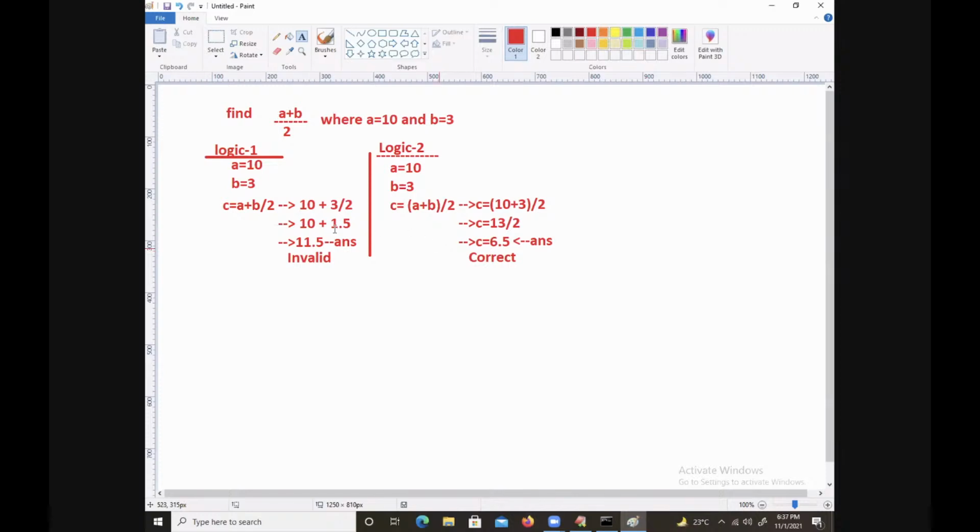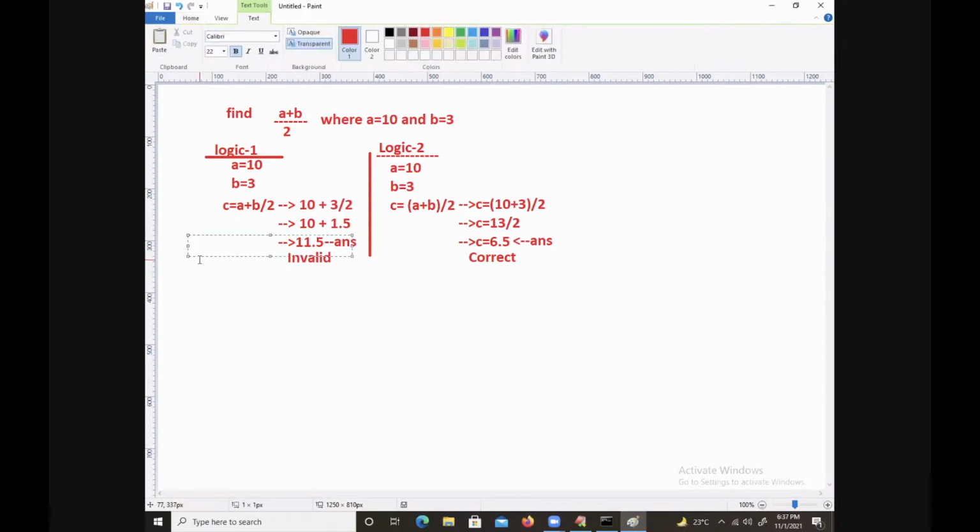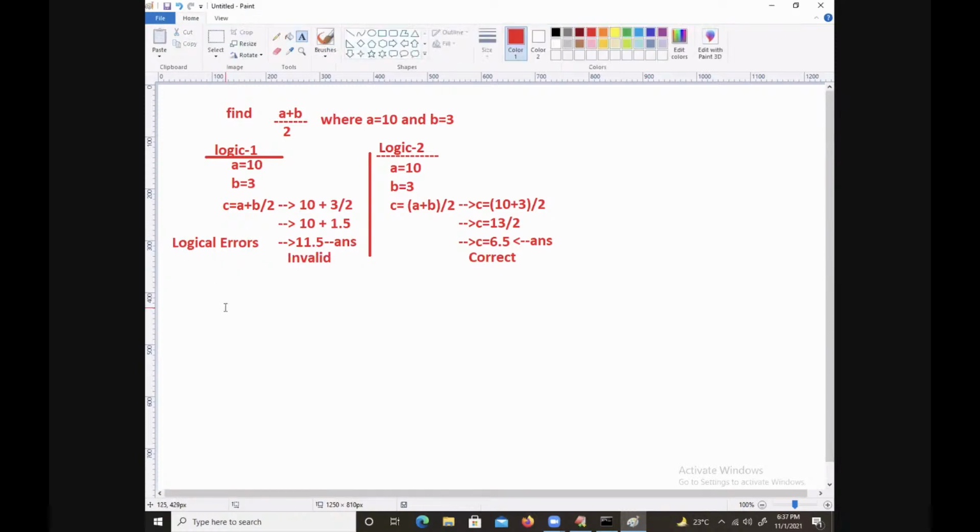That means this is which error? This is called a logical error. Please understand, everybody, this is called a logical error. Why is this logical error, a wrong result, coming? Because of the wrong representation of the logic.